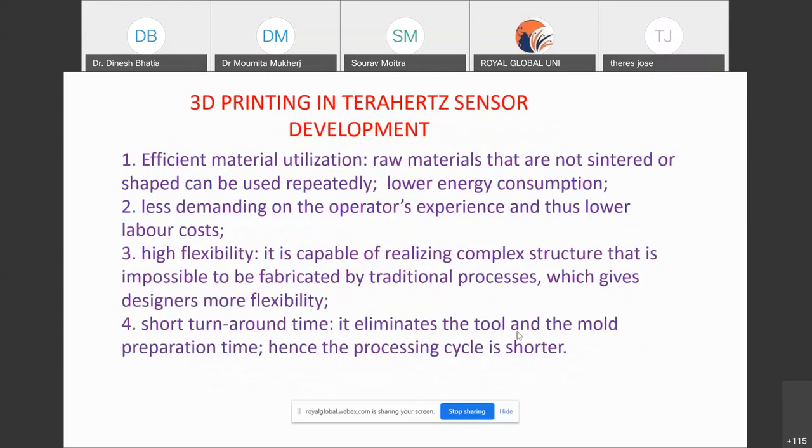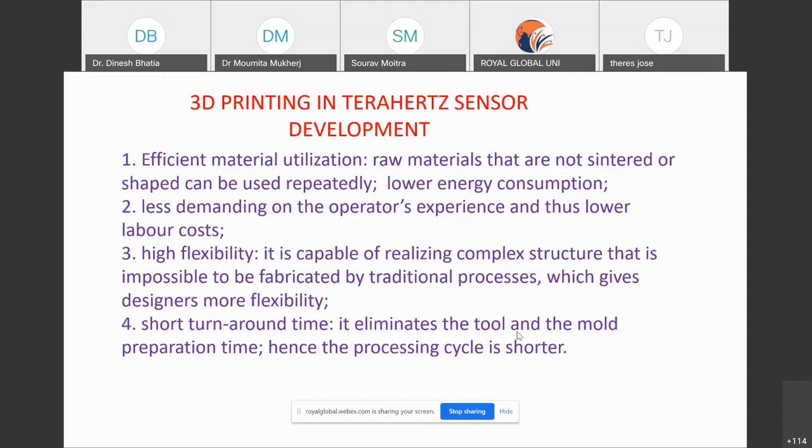Now, 3D printing and terahertz sensor, how are they coupled? We all know this already from the last 2-3 days in this FDP, and my last honorable speaker also covered many dimensions of this 3D printing technology for the development of various devices. So all of you by this time know that it has efficient material utilization: raw materials that are not sintered or shaped can be used repeatedly.